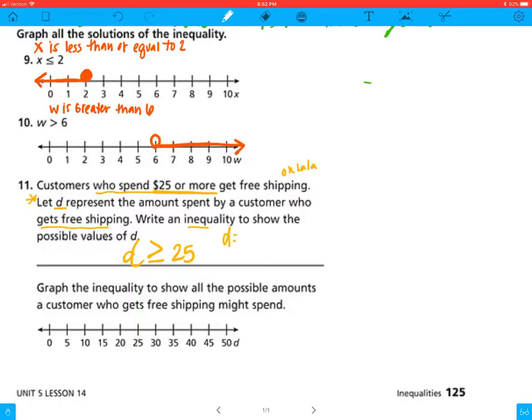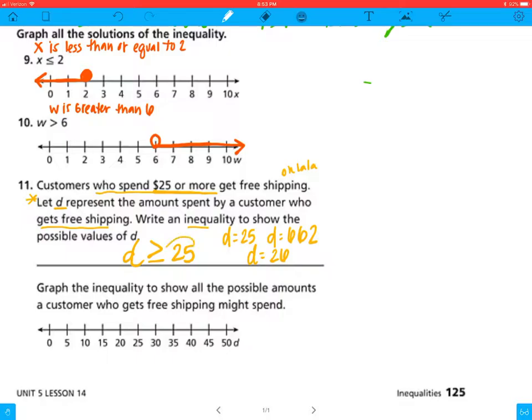If they spent $25, they get free shipping. If they spent $26, they get free shipping. If they spend $300, they get free shipping. If they spend $24, you're going to have to pay. It has to be 25 and above. D could be worth 662. You're going to get free shipping. D could be 26. Going to get free shipping.